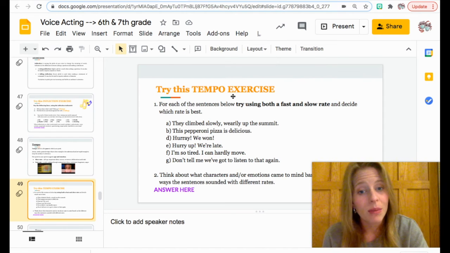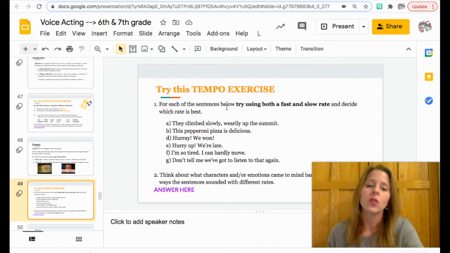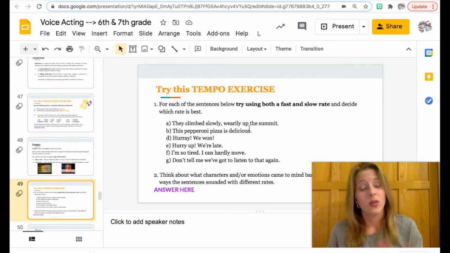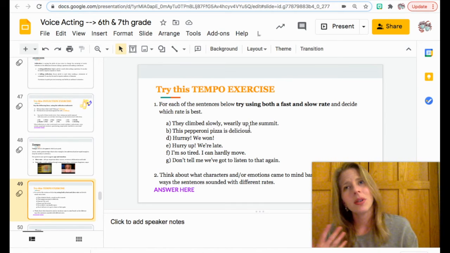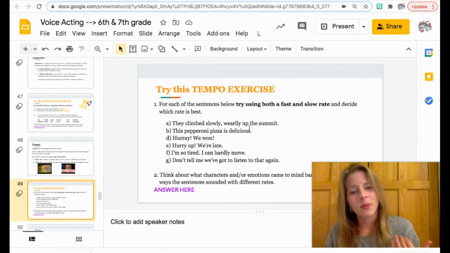So then you're going to do this tempo exercise. For each of the sentences, try using both a fast and a slow rate. So you're going to say, they climbed slowly, wearily up the summit. Or, they climbed slowly, wearily up the summit. And you want to think, which one would be better, right?